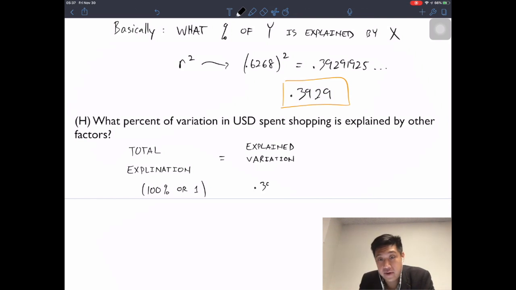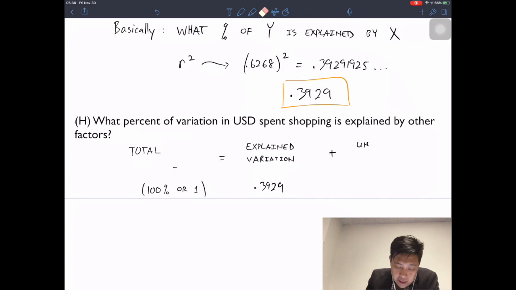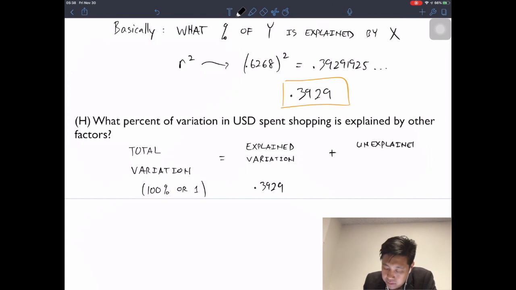Well, if you have explained variation, you must have also unexplained variation to make up total variation. That's what I meant to write. Sorry, that's a typo. Make sure to fix that. Total variation. There we go. So unexplained variation. So this is the number we're looking for. This number right here. I guess I can put a purple star here.